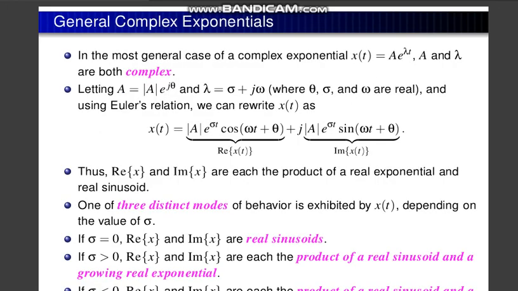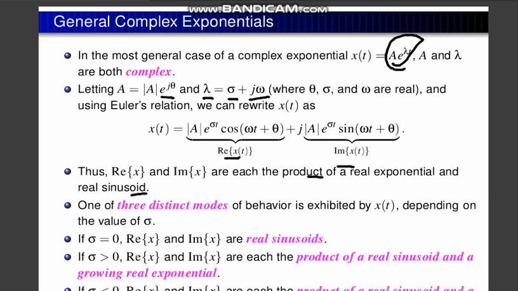Now, the general complex exponentials. What are the general complex exponentials? Here you can see the most general case of a complex exponential, and for that there is a polar form, and lambda should be sigma plus j omega. In that situation there is a real part and an imaginary part as before, and the real and imaginary parts are each a product of a real exponential and a real sinusoid.